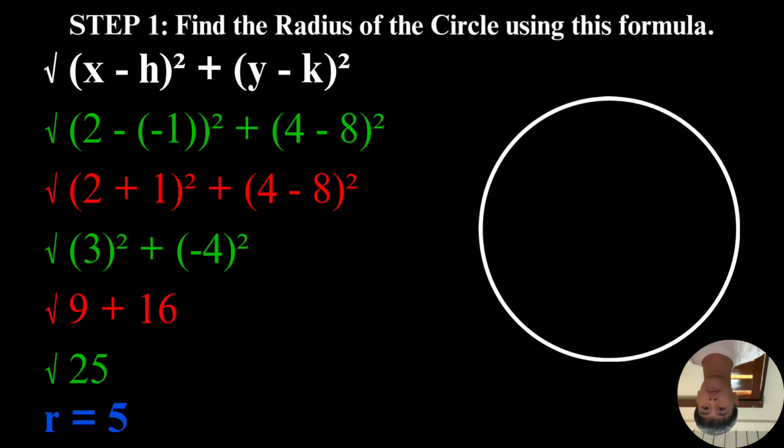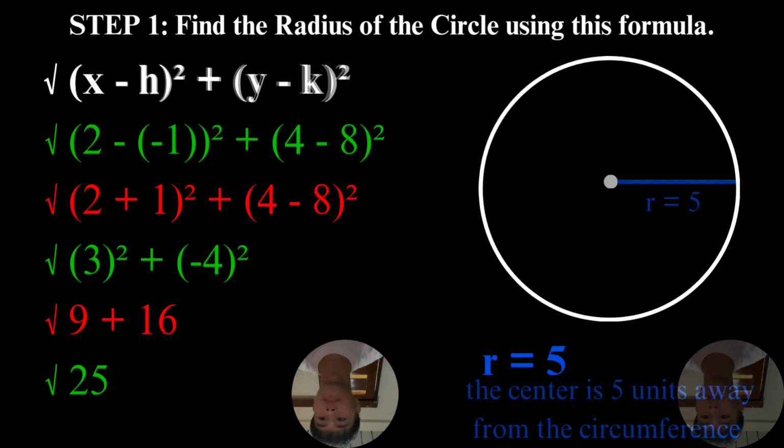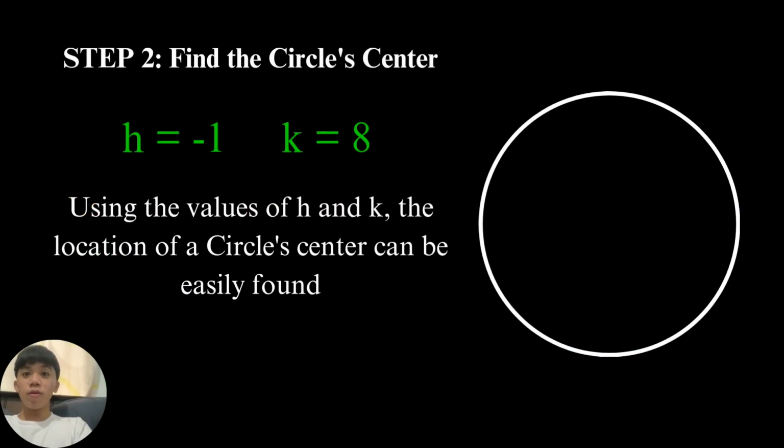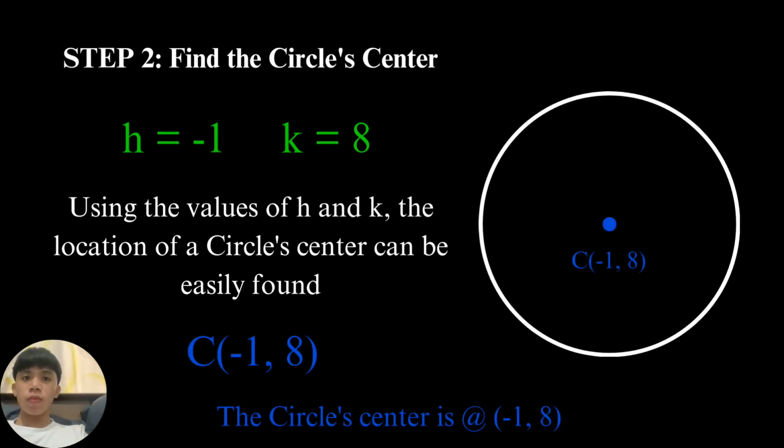Find the square root of 25. Then comes out our final answer, radius equals 5. Therefore, we have come to the conclusion that the circle's circumference is exactly 5 units away from its center. For step number 2, we are going to use the values of h and k, which are -1 and 8 respectively. Using these values, we can now conclude that this circle's center is located at (-1, 8).